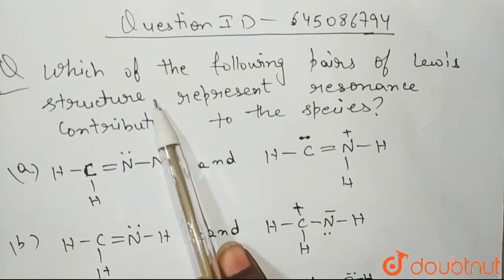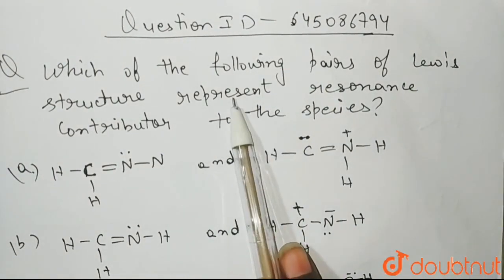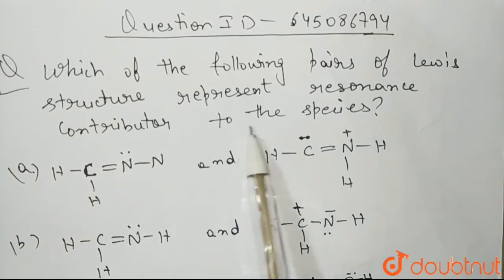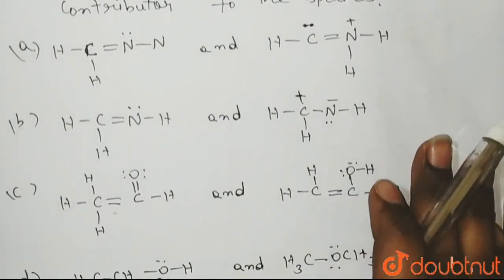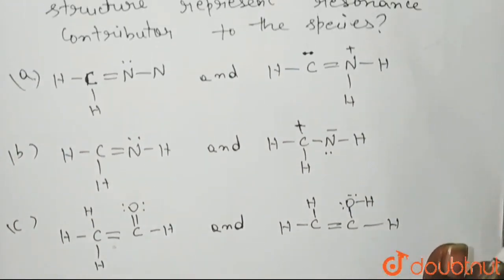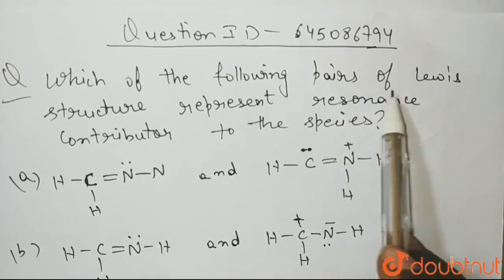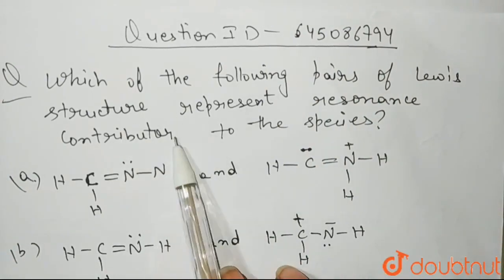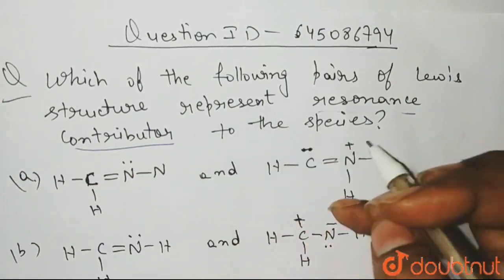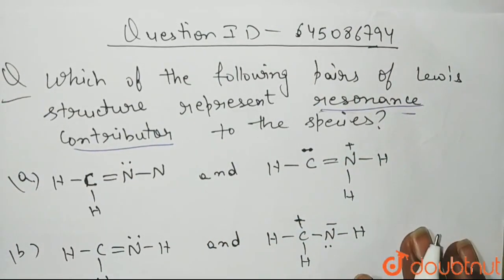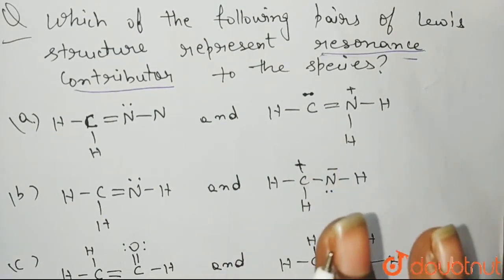Hello students, the question is, which of the following pairs of Lewis structure represent resonance contributor to the species? Okay, so out of all these four options that are given here, we need to tell which one represents the correct resonance contributor to the species. Basically, we need to check which ones are the correct resonance structures.